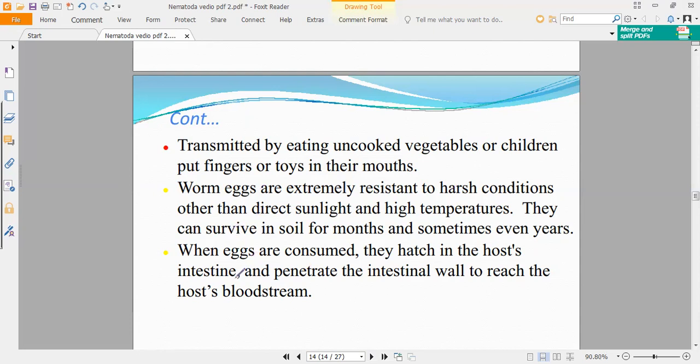When eggs are consumed, they hatch in the host's intestine and penetrate the intestine wall into the host's bloodstream.